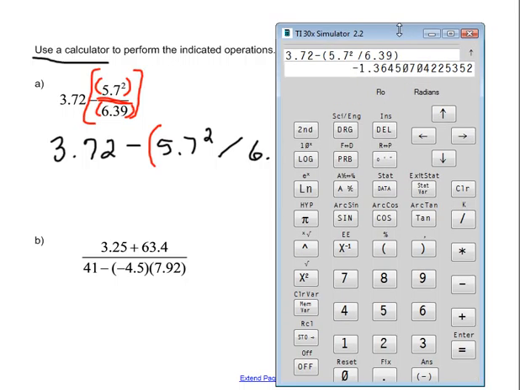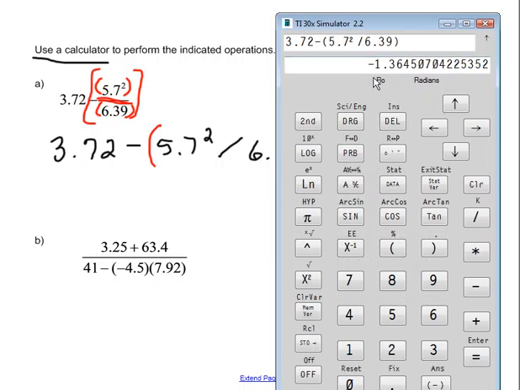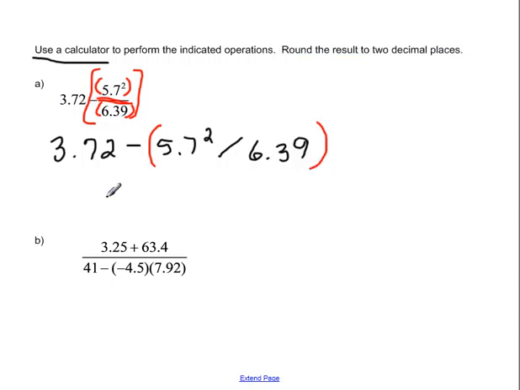1.364507, and it goes on and on and on, but gratefully they told me to round to 2 decimal places. And so let's go ahead, do that rounding. We're going to go 3 decimal places out to see how I should round, because that 3rd decimal place is a 4. My final answer is going to be negative 1.36. Negative 1.36.